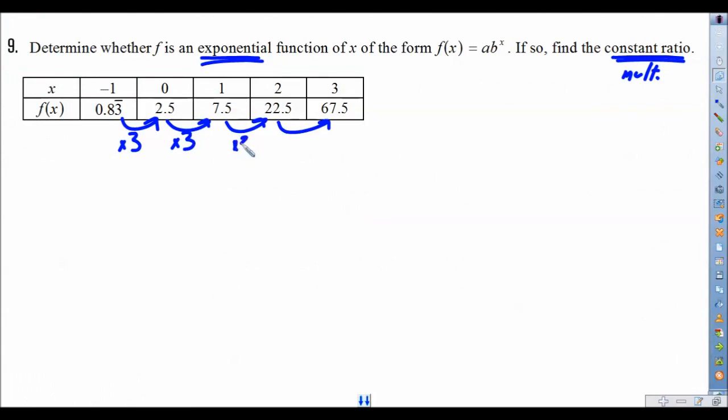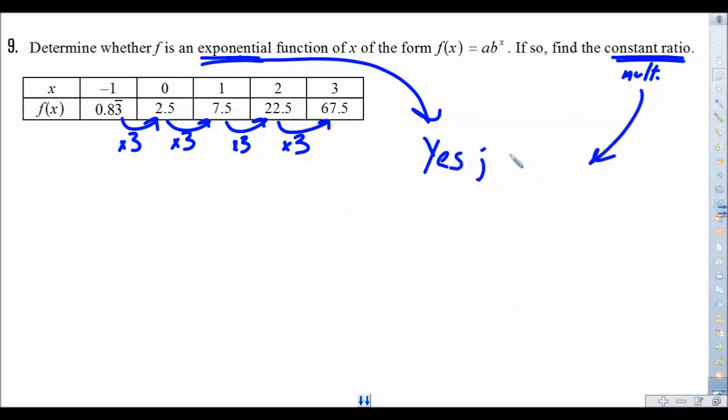So since we're multiplying by 3 each time, is this exponential? Yes. And if so, what's the constant ratio? The constant ratio here is 3. Okay? If we did not get the same number here, then our answer obviously would be no. And we wouldn't have to list a constant ratio.